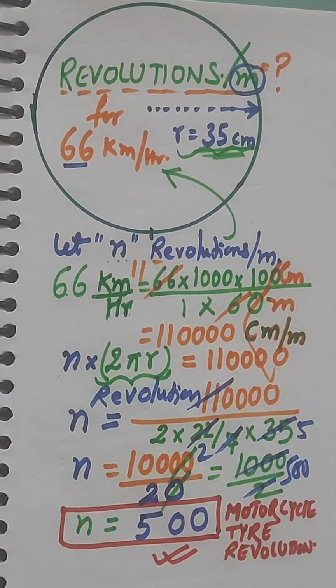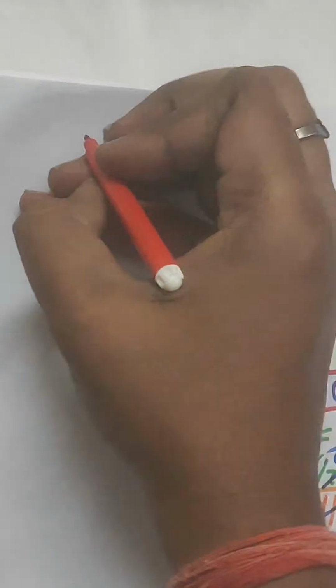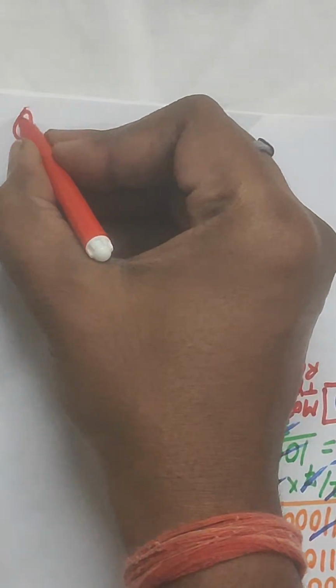Now let us take the second question of today's series on area of circles. Into the second question, question number 2. What is that? Let us see.